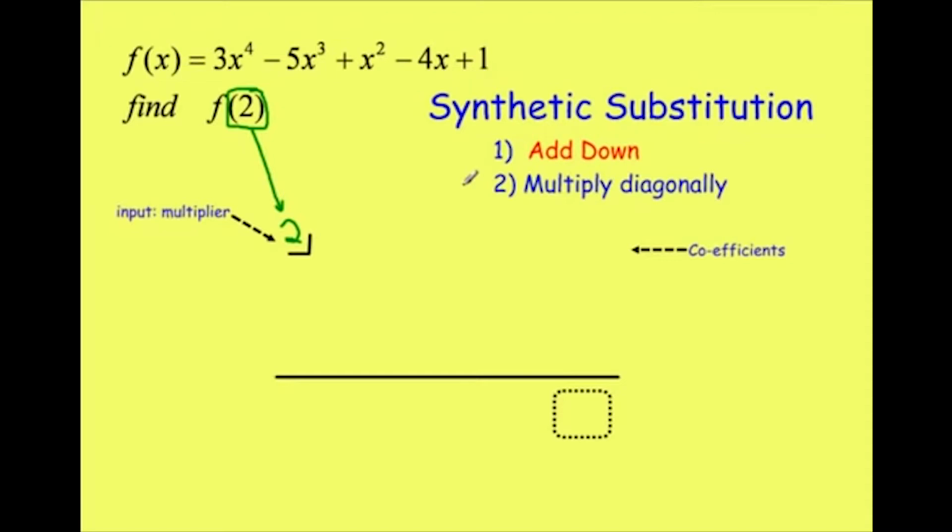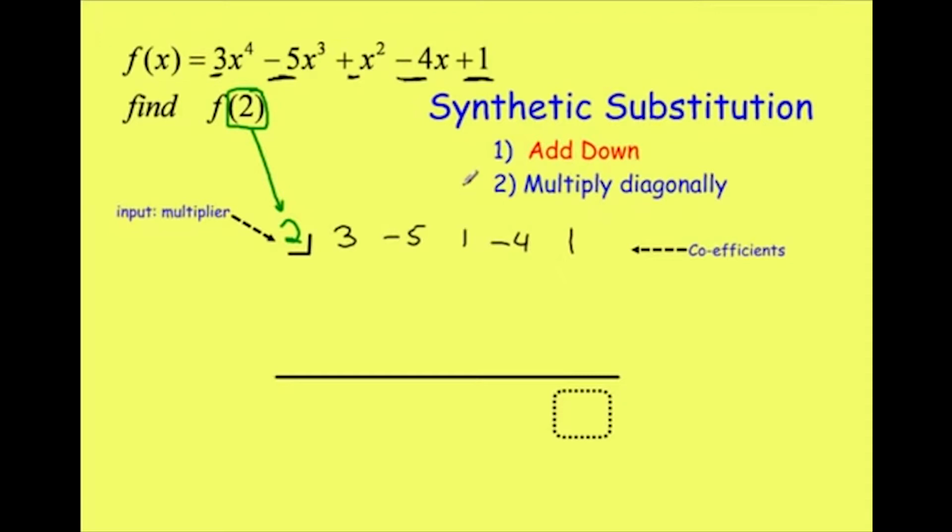The other piece that I have is a place where we're going to start peeling off the coefficients. So our coefficients are 3, negative 5, positive 1, negative 4, and positive 1. So in line with the 2 that we put before, we're going to list out our coefficients of 3, negative 5, 1, negative 4, and 1. This is the setup.